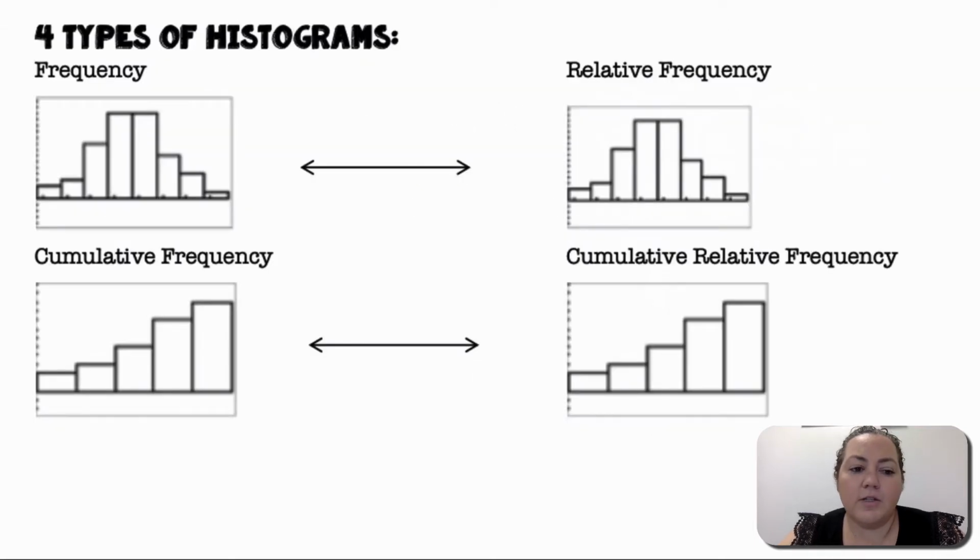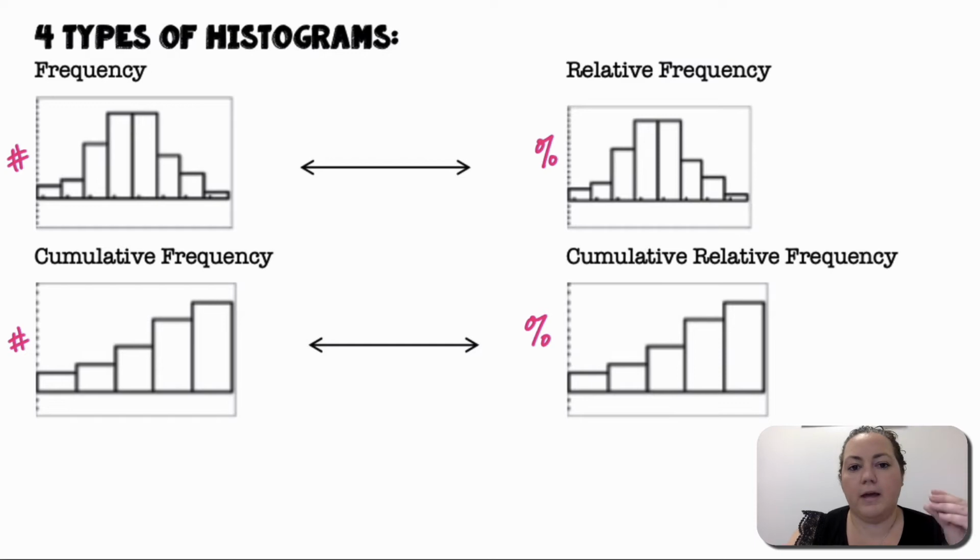There are 4 types of histograms. You can have a frequency histogram or a relative frequency histogram. You can have a cumulative frequency or cumulative relative frequency. So frequency is where you're dealing with counts or the number. Relative frequency is where you're dealing with the percentage. Cumulative is where it's growing each time.